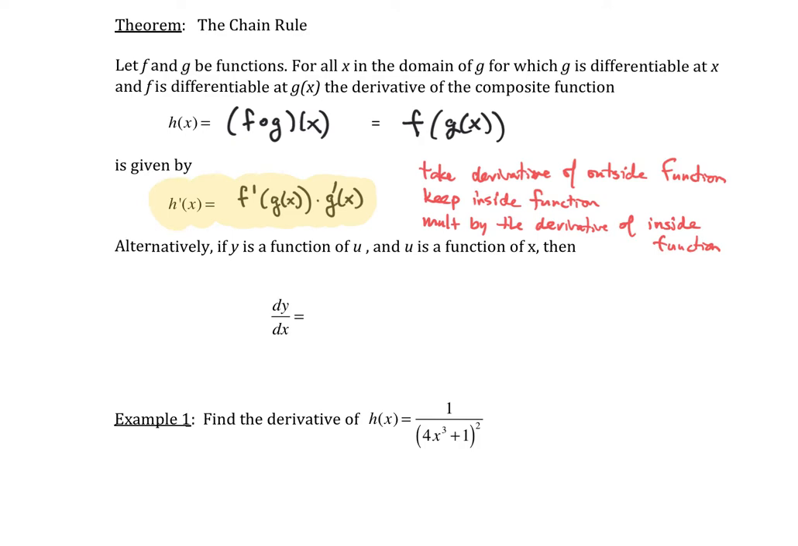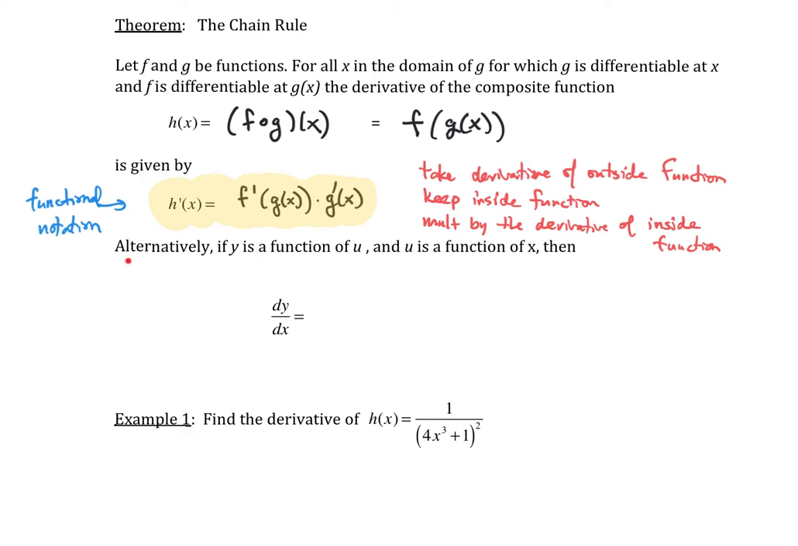Okay, great. So this formula that we've just written here, this is what I call functional notation. And I really want to look at the chain rule using Leibniz notation as well. There are certain advantages to using Leibniz notation. It makes certain ideas a little bit clearer. So let's write down the chain rule using Leibniz notation.